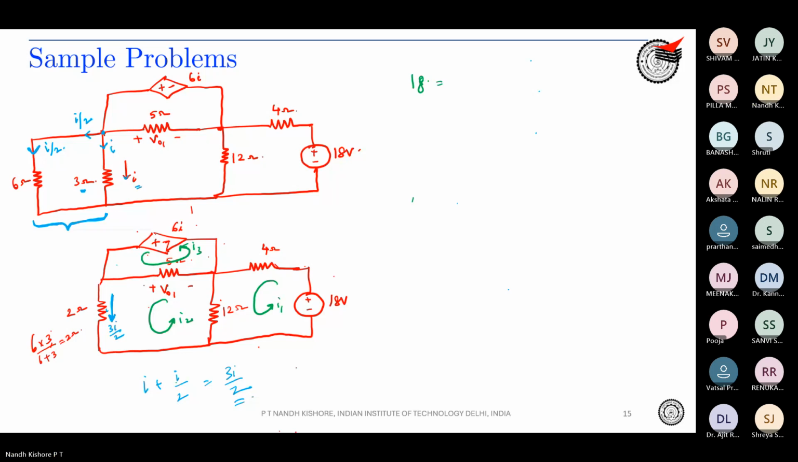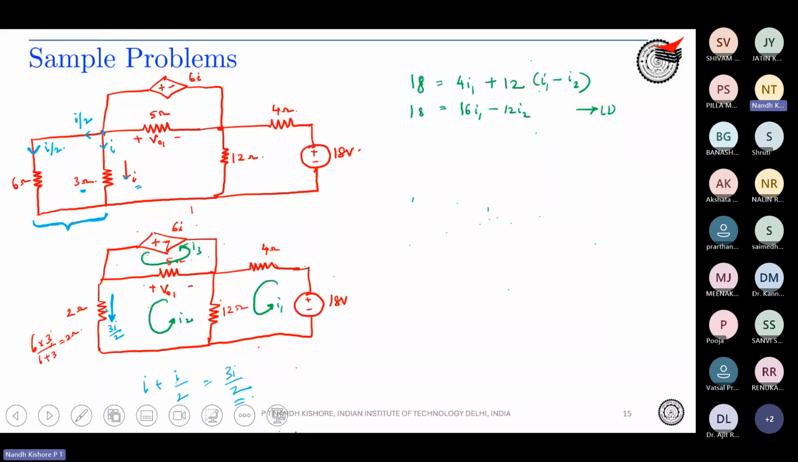18 is equal to 4I1 plus 12 into (I1 minus I2), which is 16 I1 minus 12 I2. Okay, this is one. Let's call this mesh A, mesh B, and mesh C. So this is for A.